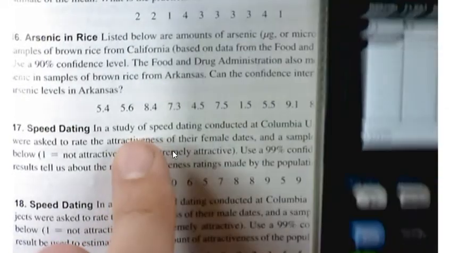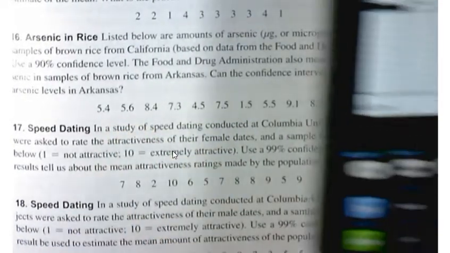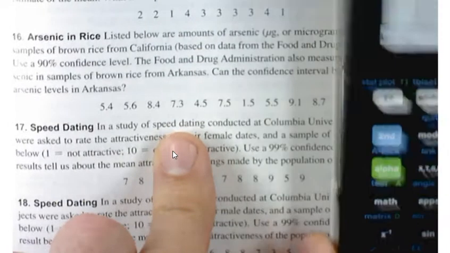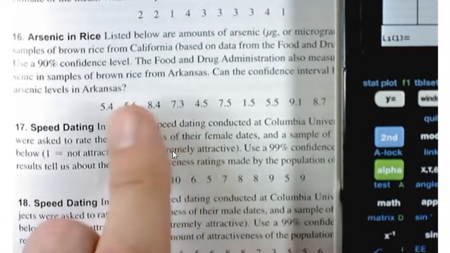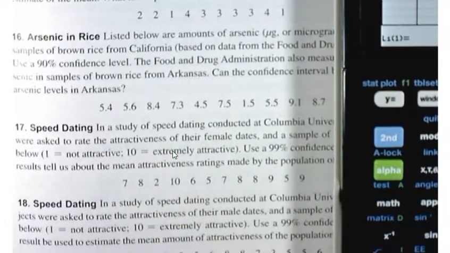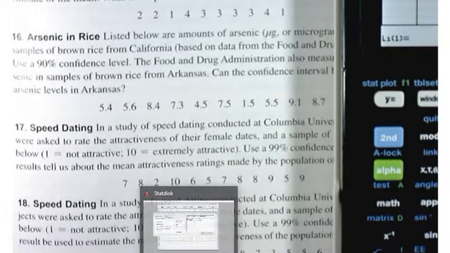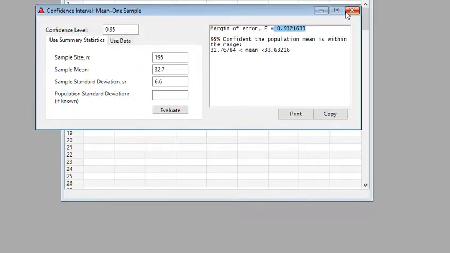Now, to help you out, I'll read off the data so you can enter it into your calculator if you're following along, or you could enter it into Statdisk if you wanted. If you're doing it in Statdisk, just close this out and enter the data into a particular column. Then I'll go through in the next problem how we do that.